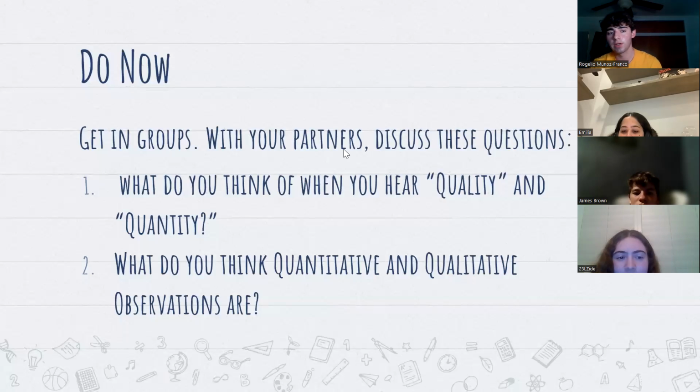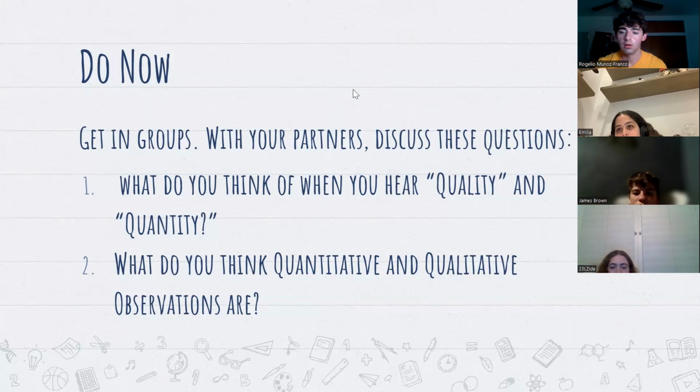The do now activity on the board is that I want you guys to get in groups, and with your partners discuss these questions. What do you think of when you hear quality and quantity? And what do you think quantitative and qualitative observations are? Now I'm going to ask one of you two to present with the group what you discussed. Emilia, can you answer 1 and 2 for us, please?